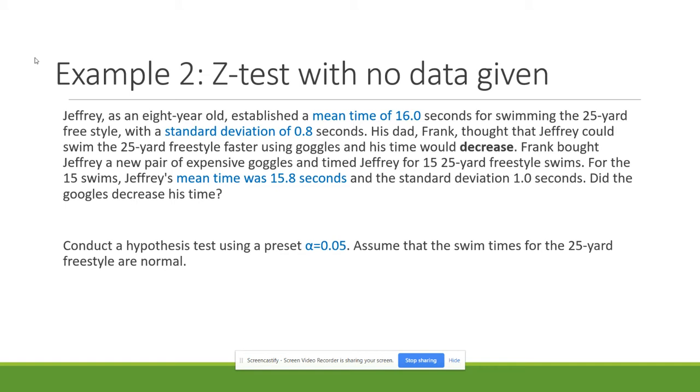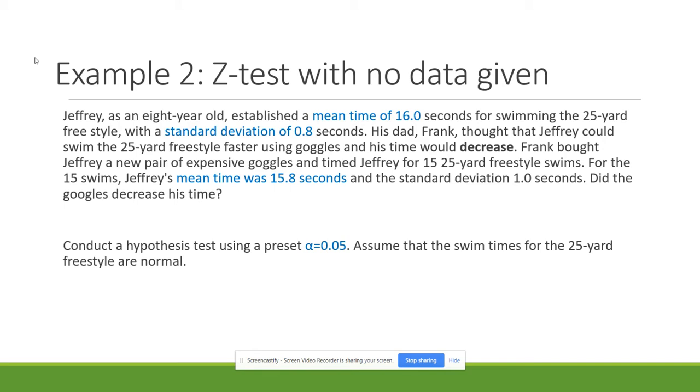Frank brought Jeffrey a new pair of expensive goggles and timed Jeffrey for 15 25-yard freestyle swims. For the 15 swims, Jeffrey's mean time was 15.8 seconds with a standard deviation of 1 second. Did the goggles decrease his time? Use a level of significance of 0.05. Assume the swim times for the 25-yard freestyle were normal.